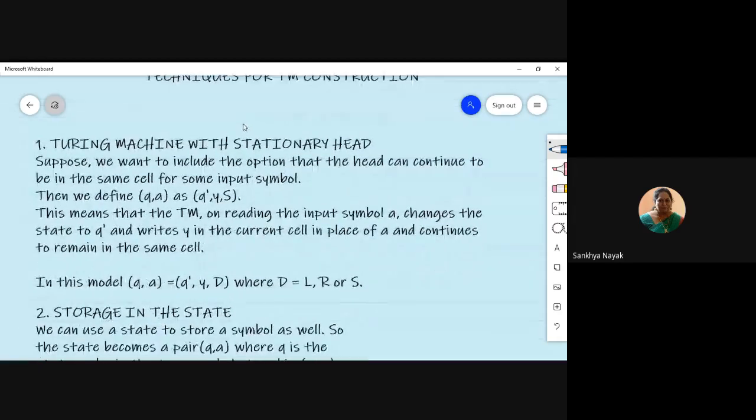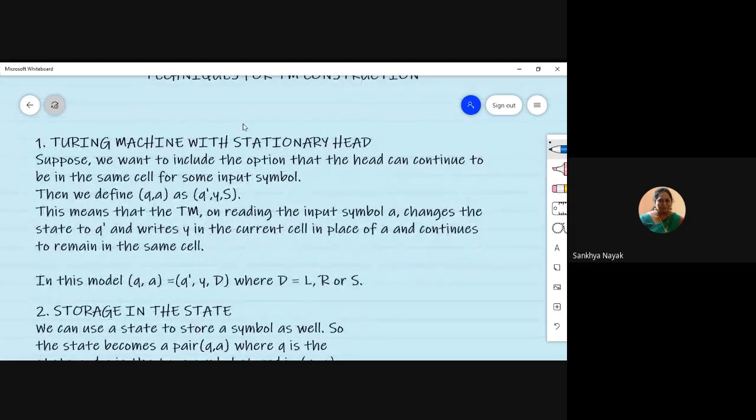That is Turing machine with stationary head, using the storage in the state. Second method for construction, multiple track Turing machines and use of subroutines. Now let us see one by one. So Turing machine with stationary head.